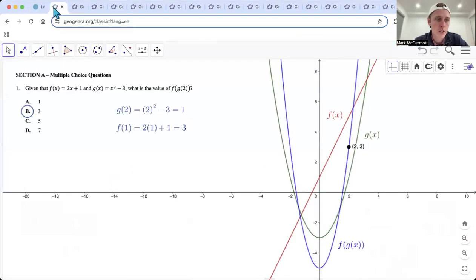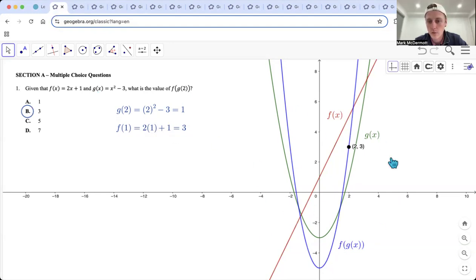So, question one. Given that f of x equals 2x plus 1 and g of x equals x squared minus 3, what is the value of f of g of 2? Okay, basically evaluate g of 2, sub 2 into here, gives you 1. Take the 1, sub it into f. 2 times 1 plus 1 gives you 3.